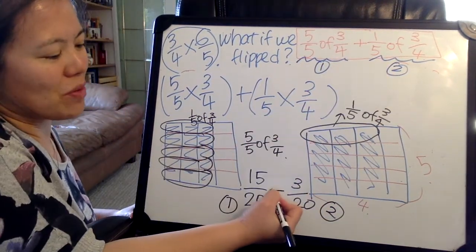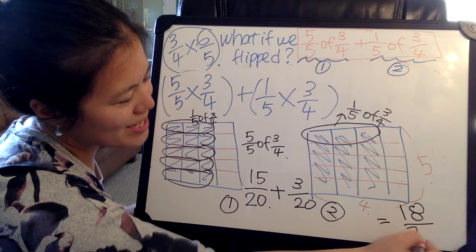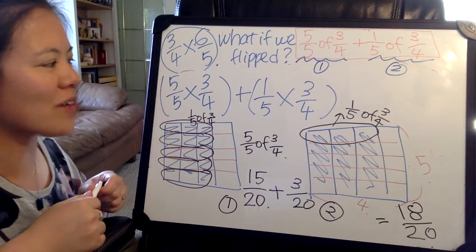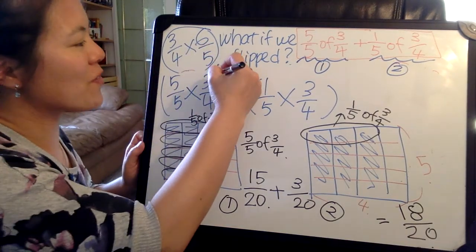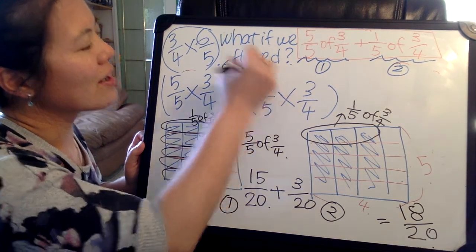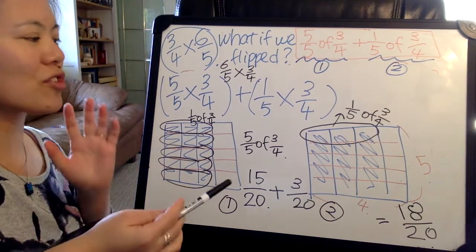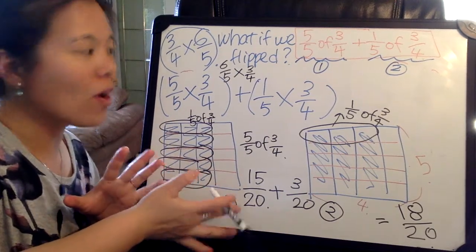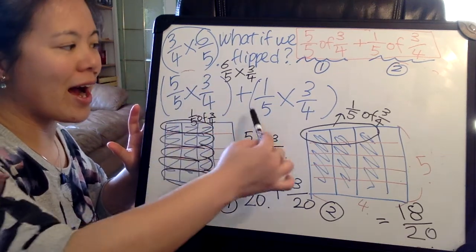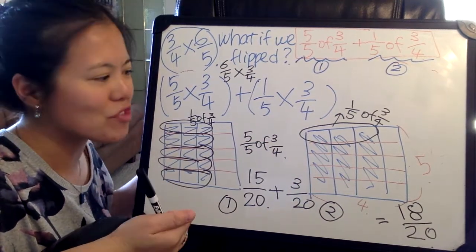So I can just add these two. You still get 18 over 20. So you could do it this way as well. It doesn't matter, whichever is easier for you to understand. So once again, my first question was 6/5 multiplied by 3/4. You can just represent it using one area model, or you can break down 6/5 into one whole, 5/5, and 1/5, and add these two together. So whichever way makes sense, you can use it to figure that out.